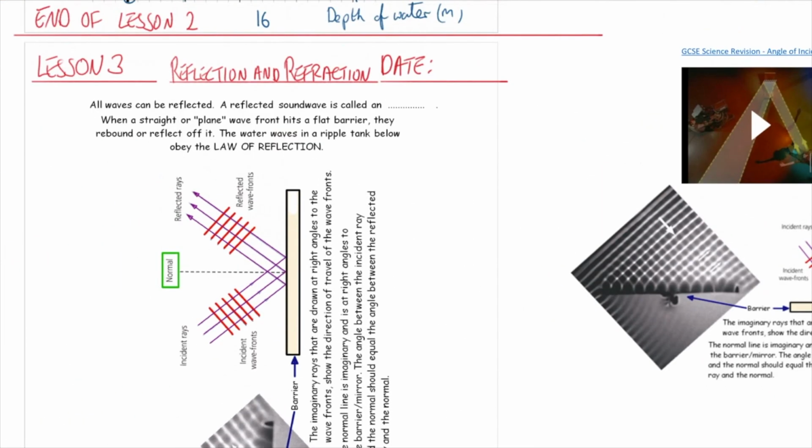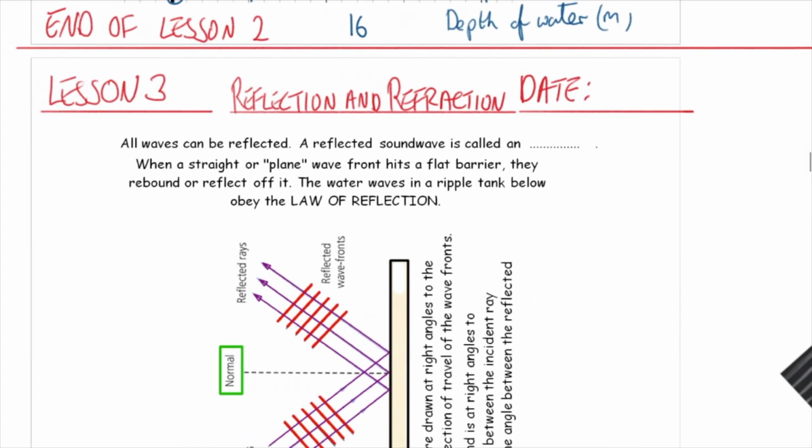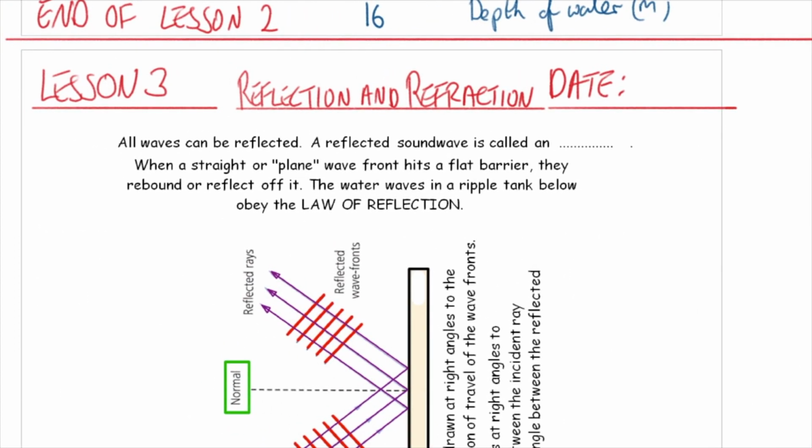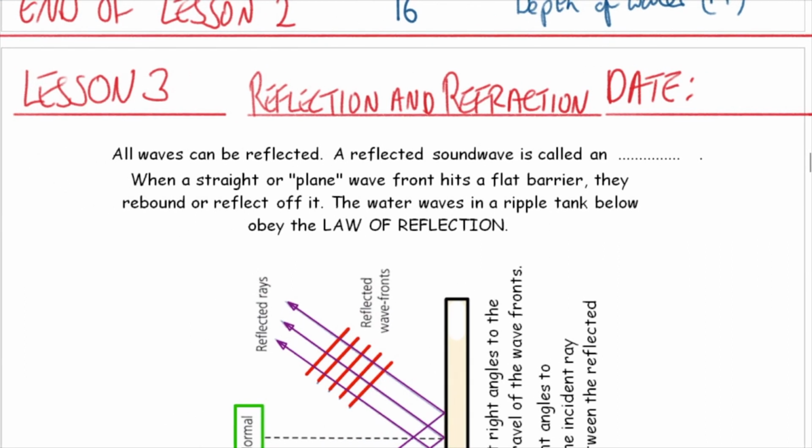Top of page 17, first paragraph. All waves can be reflected. A reflected sound wave is an, so start off at 10. Quick clue, it is an echo, echo, echo. If you've been somewhere for a walk, perhaps near a cliff face, and you've shouted, you might hear the sound of your own voice a few seconds later as that.